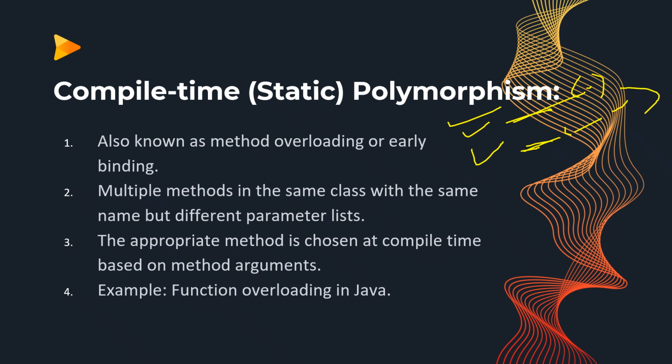Now the appropriate method is chosen at compile time based on the method arguments. This is why we call it compile time, because it is chosen at compile time. During compilation it will choose which method should be called. So this is known as compile time polymorphism. If we consider one example, it is function overloading in Java. So this is compile time polymorphism in Java, known as function overloading. This is an example of compile time polymorphism.